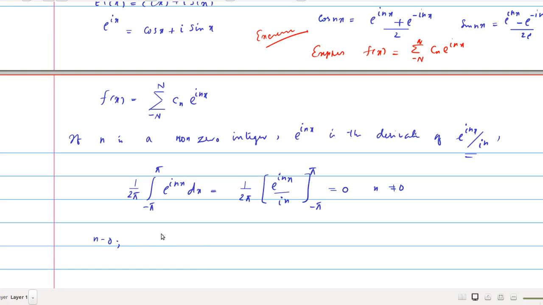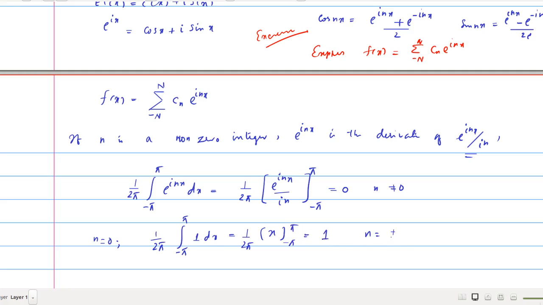Okay, at n equal to 0, this expression becomes 1 by 2 pi, integral from minus pi to pi, of 1 dx. If n is equal to 0, this integrand becomes 1. So this will be 1 by 2 pi times x from minus pi to pi. So that will give 2 pi upon 2 pi, that will be 1.